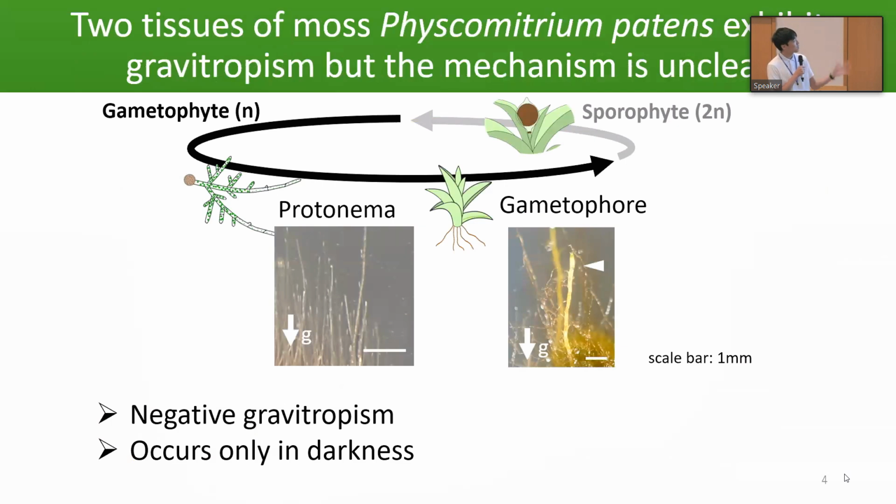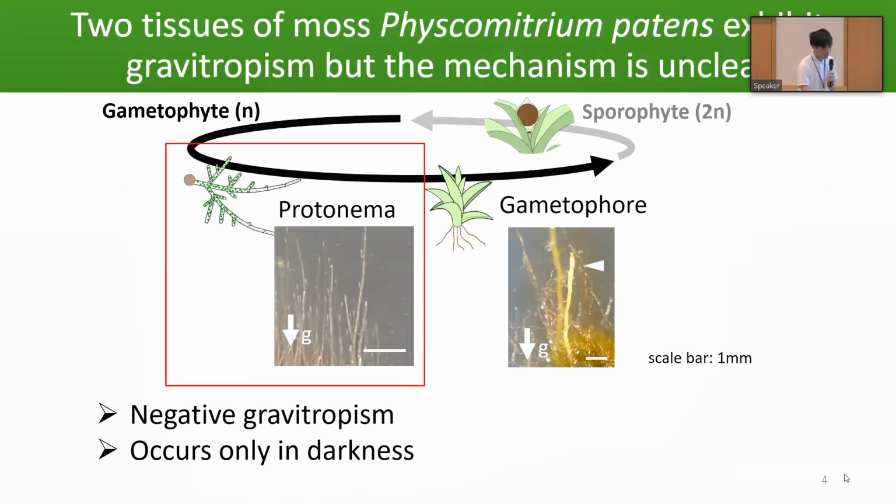Within this life cycle, the protonema and the gametophore are known to exhibit gravitropism. They exhibit negative gravitropism, and it occurs only in the dark. So for this plant, light is probably much more important. In this talk, I'm going to explain what we found about the gravitropism of the protonema.